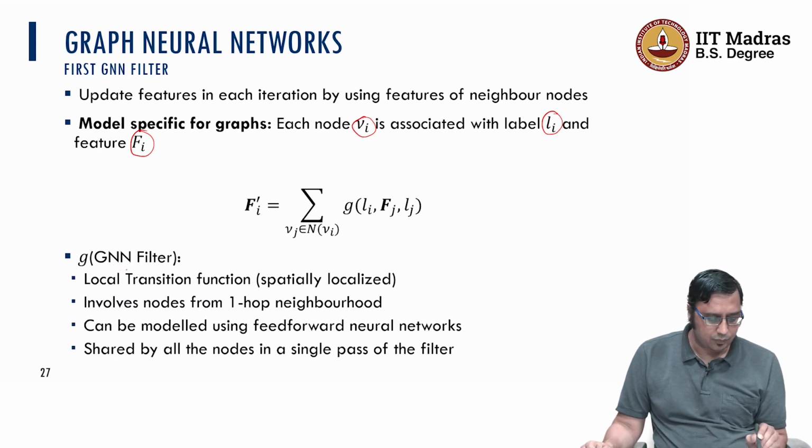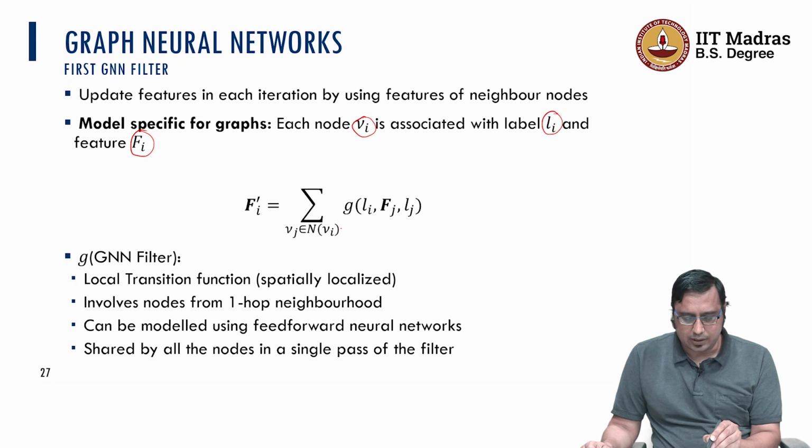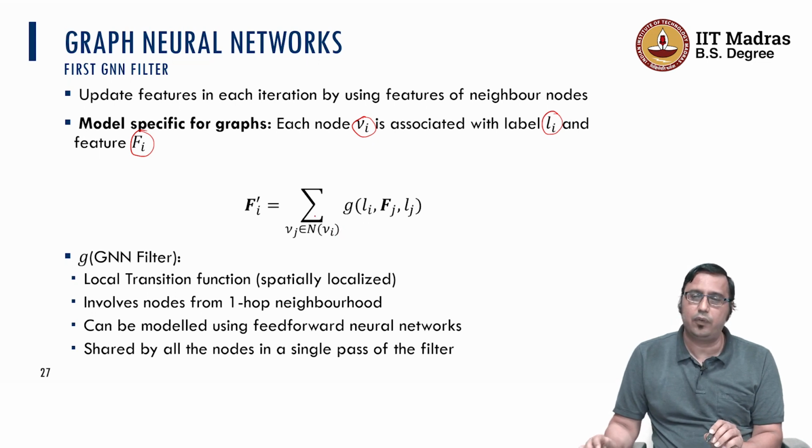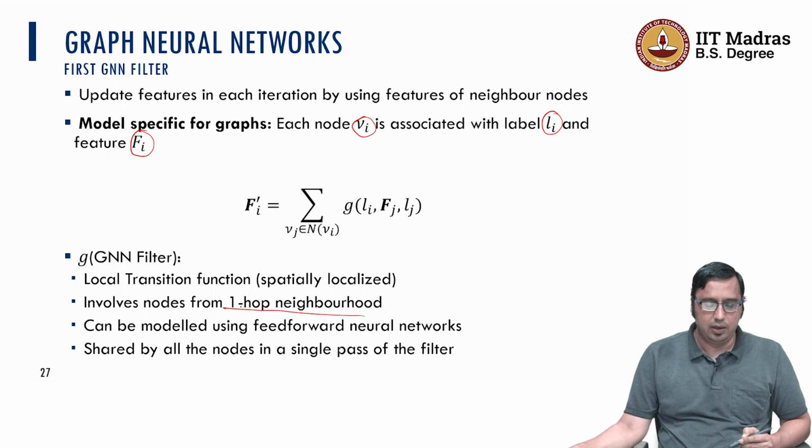So G, which is the GNN filter, has two interesting properties. It is a local transition function because we are looking at the neighborhood of the particular node when we want to filter and improve our features. And it involves nodes from the one hop neighborhood. That's another interesting property because we are looking at a local transition function.